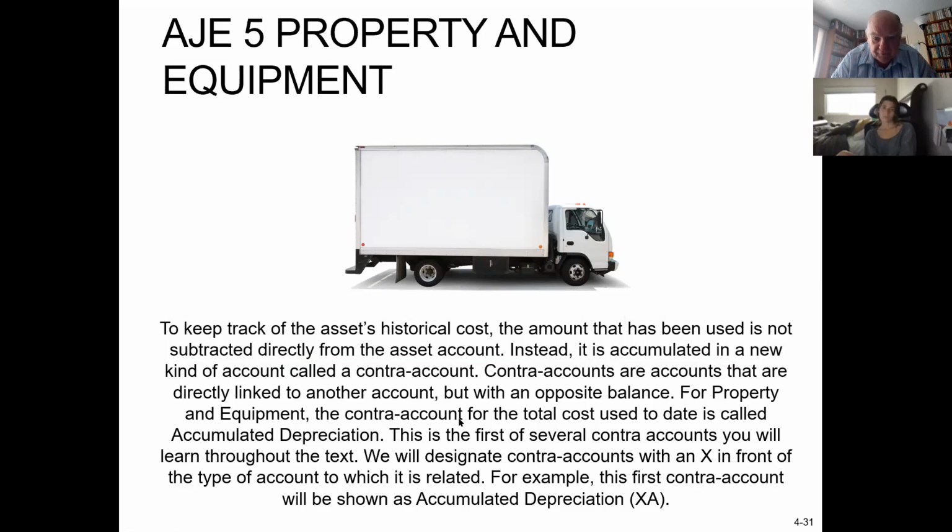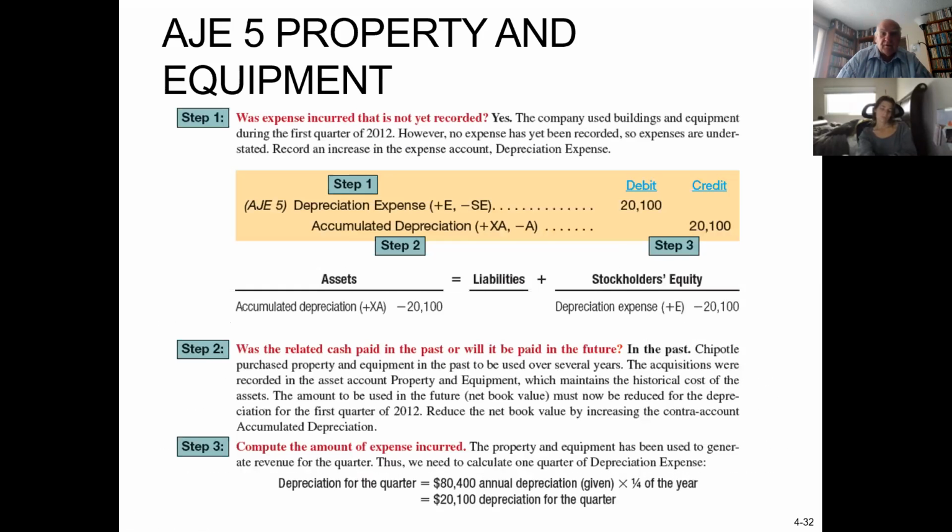To keep track of the truck's historical cost that has not been used, that is not subtracted from the asset account. They're just making the point that you never credit the fixed asset. Never. Not until you get a future chapter where there's an exception. Okay? And they're designated contra accounts with an X to help you identify them. I guess that's helpful. So take a look.